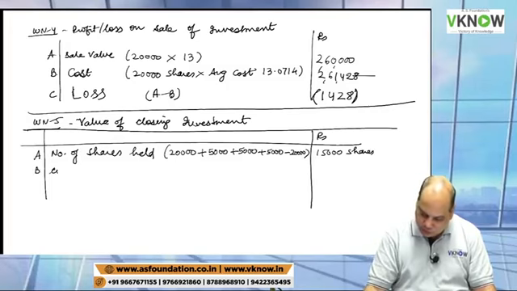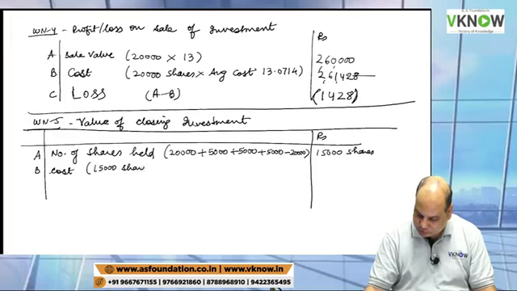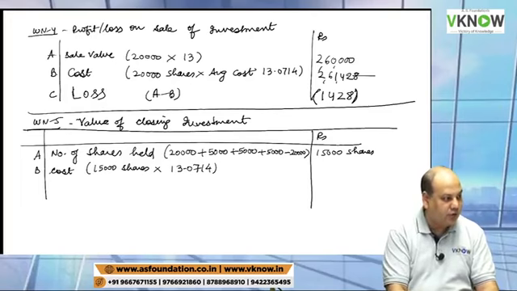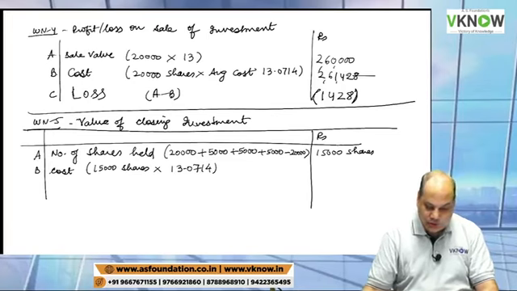B. Cost. So the cost I am going to take is 15,000 shares into 13.0714. Kindly multiply 15,000 into 13.0714. Everybody, come on. 196,071.